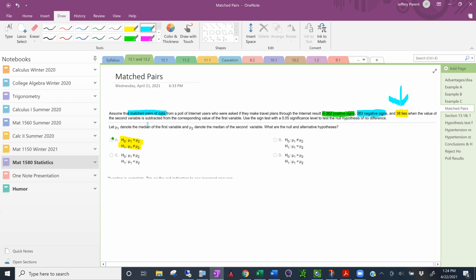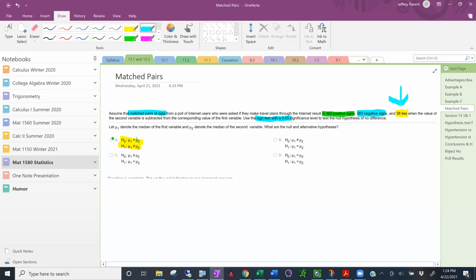So we want to test the result of the second variable subtracted from the corresponding value for the first. Use the sign test with a 5% significance level to test the null hypothesis of no difference. They actually wrote it a little bit differently than I might. They wrote mu1 equals mu2. Aside from their choice of a Greek letter, the problem with this one is that they're using mu again. Remind me, what does mu represent for us? Population mean. Yeah, population mean, thank you.